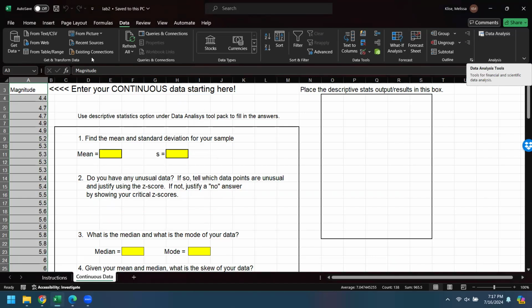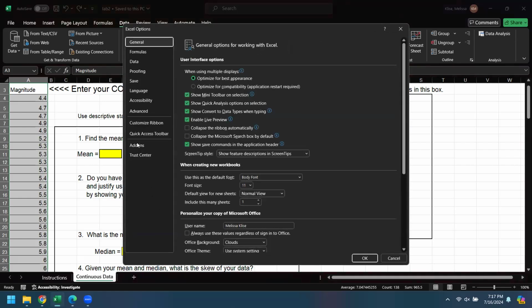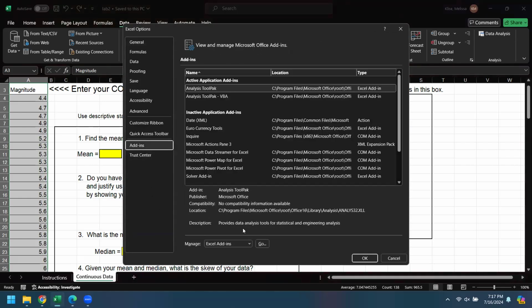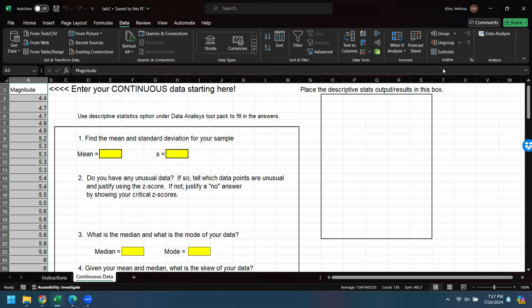I'm going to do it again. File, Options, click on Add-ins, Manage Excel Add-ins, and then click on these top two buttons right here. Then click OK, and then the data analysis tool will show up. Stop sharing and go back to my other computer where it is much better.